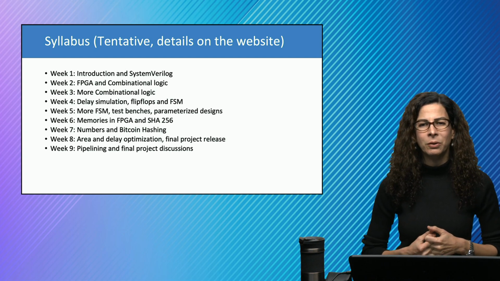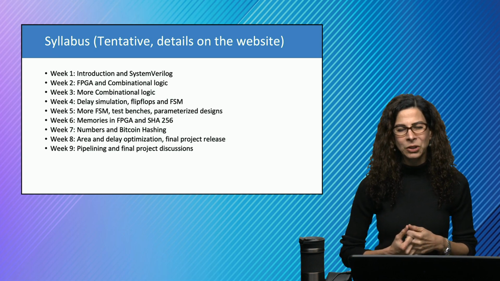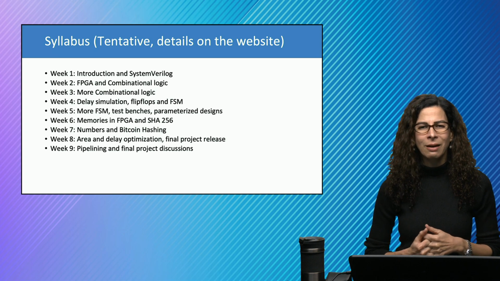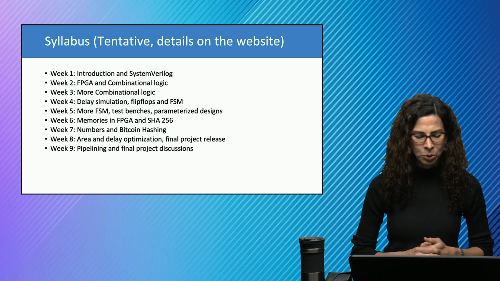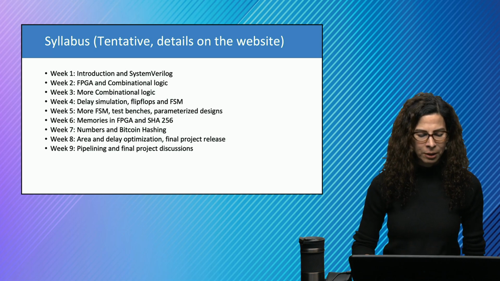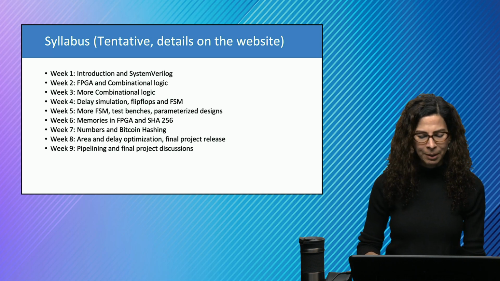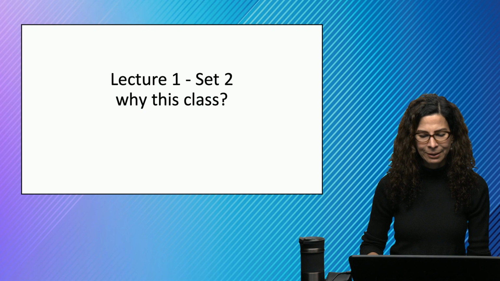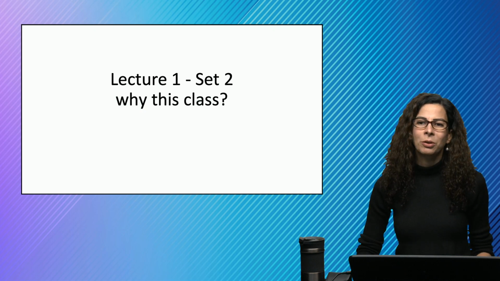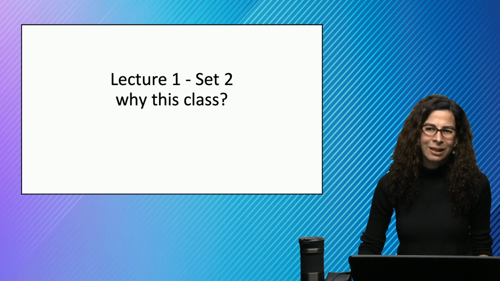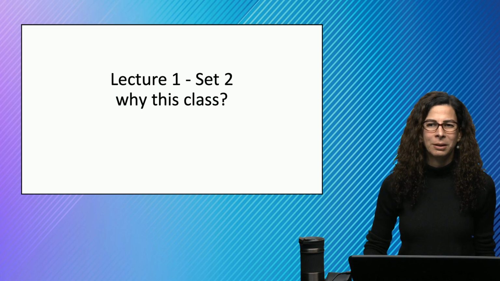We'll be talking about our project, which is basically a hash function and Bitcoin hashing in weeks 6 and 7. Then we'll be talking about optimizing this project, and the final project is in two stages. We'll be talking about how you could make this design much more optimized, and we will have discussions on that. Next, we will have set 2 for lecture 1, which is motivating why you should take this class and why this is one of the most important classes you will take in your undergraduate program in electrical and computer engineering.